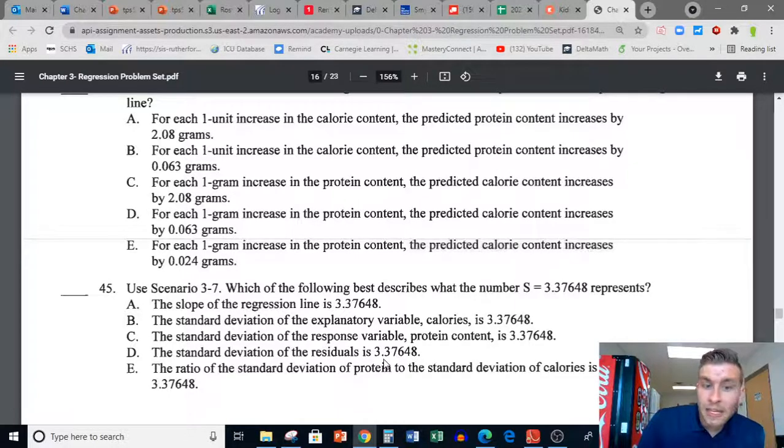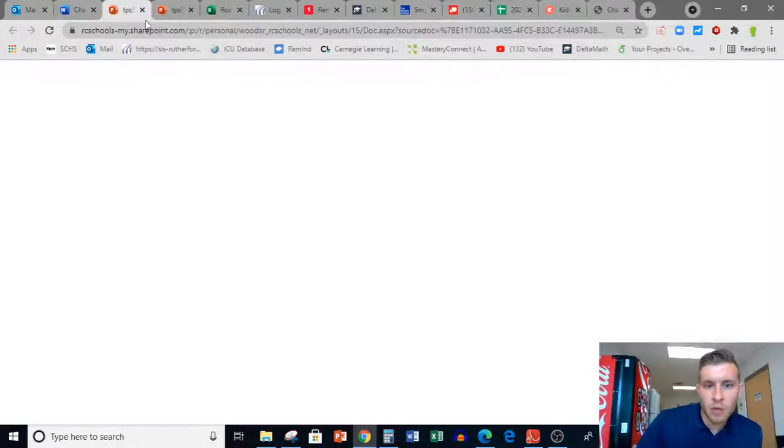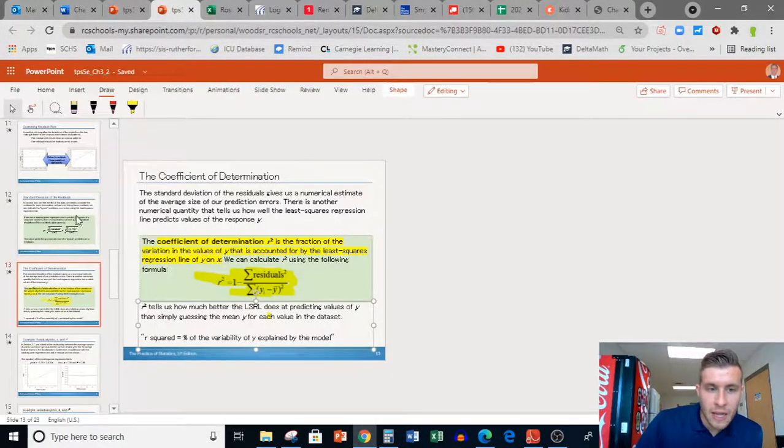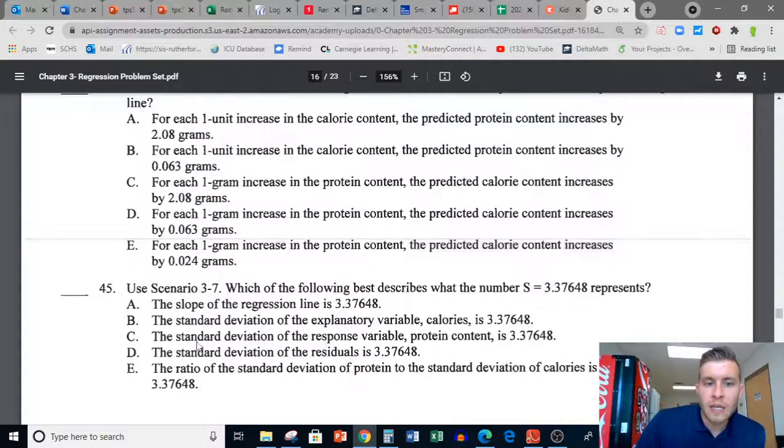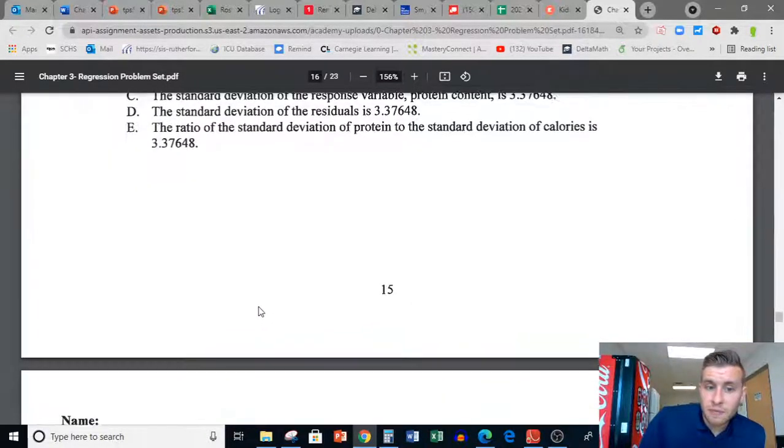Okay, well, it is the standard deviation of residuals. That's what that formula was when we were looking at that. It's the standard deviation of the residuals. That was literally what we put in our definition. That's what S always means. It's how far they are from what it should be. So D would be the best choice on that one.